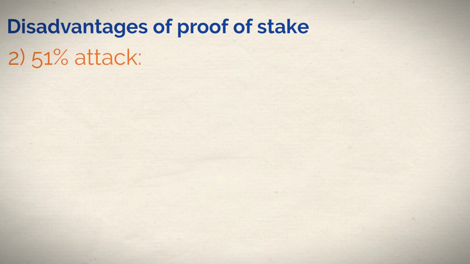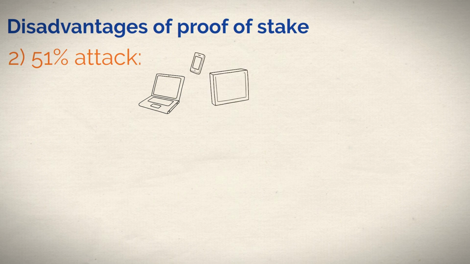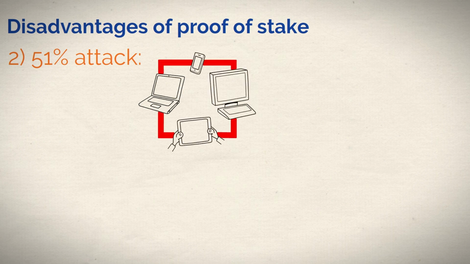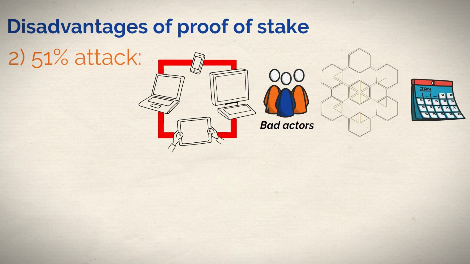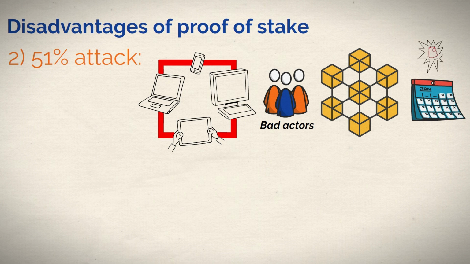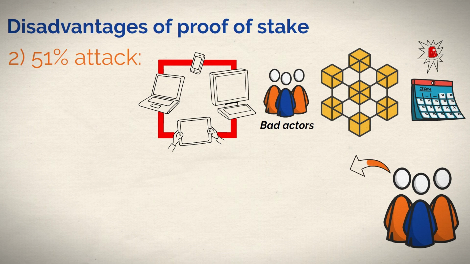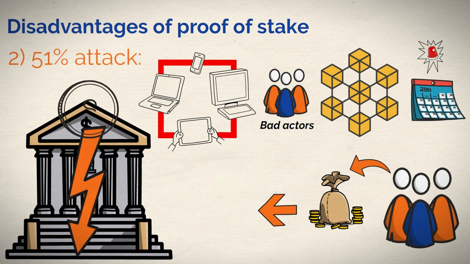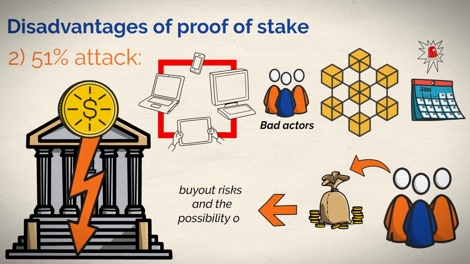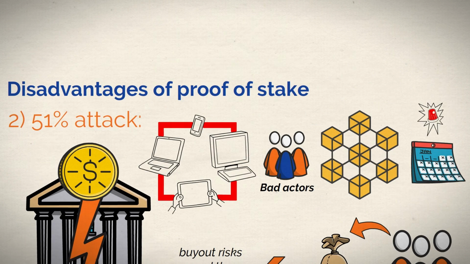Next, you have the 51% attack. A 51% attack is a situation where more than half of a network's nodes come under the control of bad actors. In their early stages, proof-of-stake blockchains are pretty vulnerable to 51% attacks because some circumstances make it easier for a few individuals to buy up and own most of a network's coins. For example, a market crash could severely drop the value of a proof-of-stake cryptocurrency, exposing it to potential buyout risks and the possibility of a 51% attack.